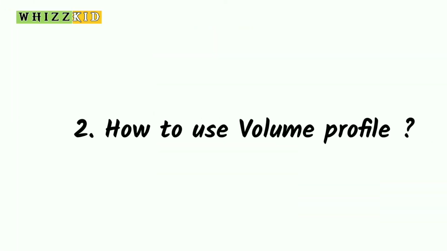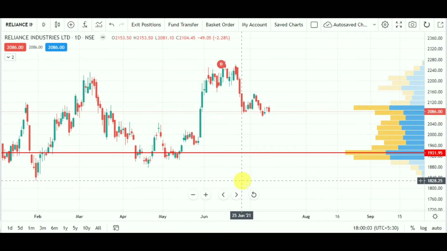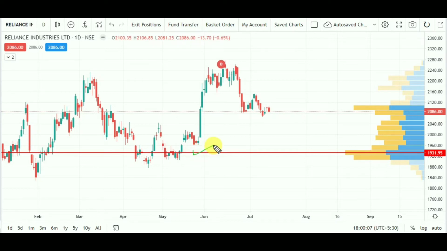Next, second is how to use volume profile. One of the major uses of volume profile indicator is to identify price zones that are accepted, that is high volume zones, as well as those that are rejected, that is low volume zones, by market participants. These are regions of significance not only from a price standpoint but also from a volume standpoint. They can often act as important areas of support and resistance.